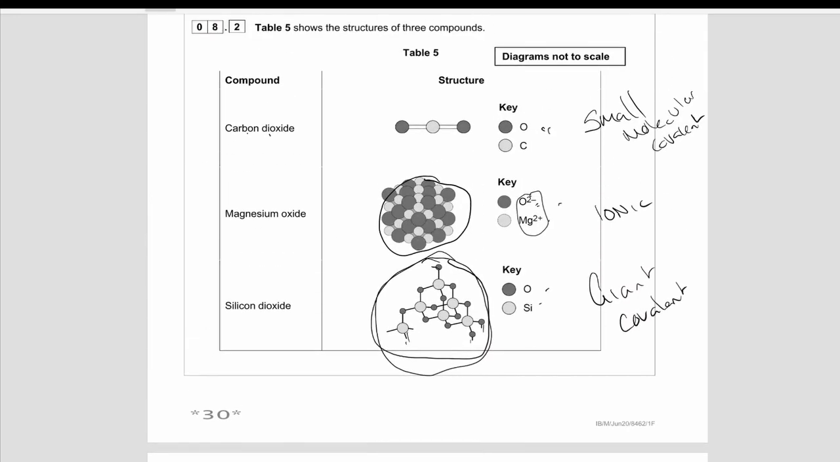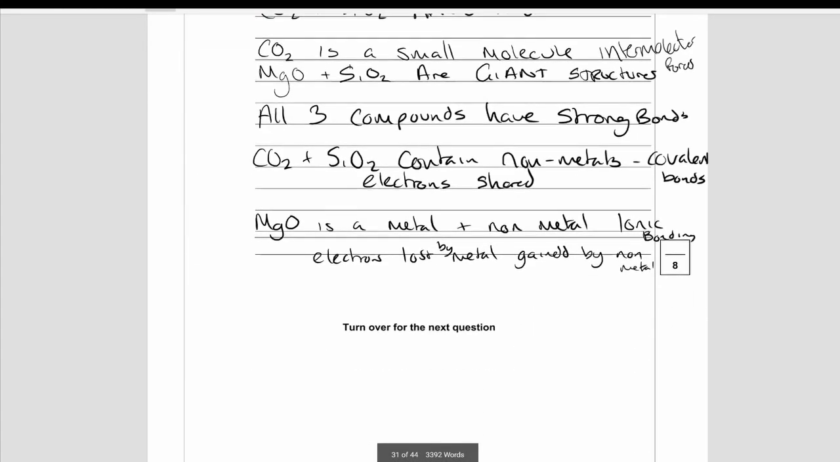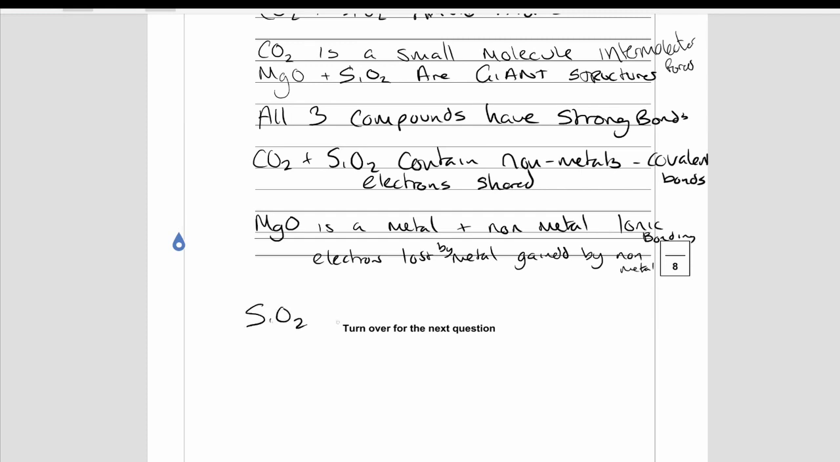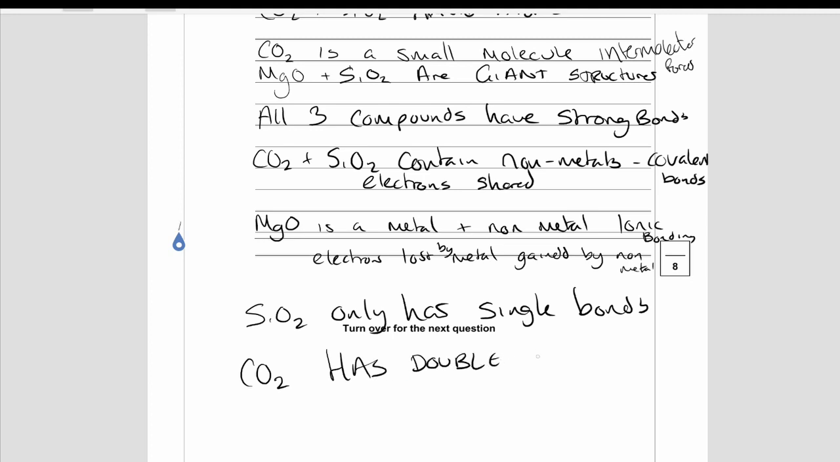We could also look at the number of bonds involved. We can see if we look at silicon dioxide, you're only seeing single bonds in here, whereas carbon dioxide has double bonds. These are all points we can make. So silicon dioxide only has single bonds, whereas carbon dioxide has double bonds. Specifically, every silicon has 4 single bonds.